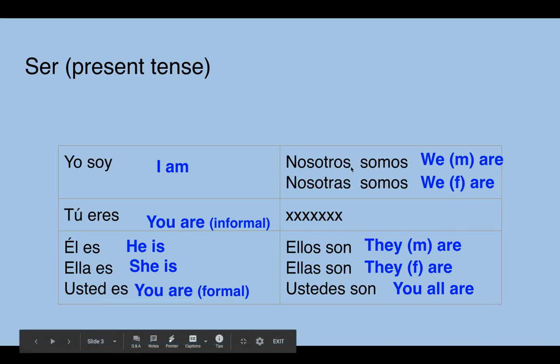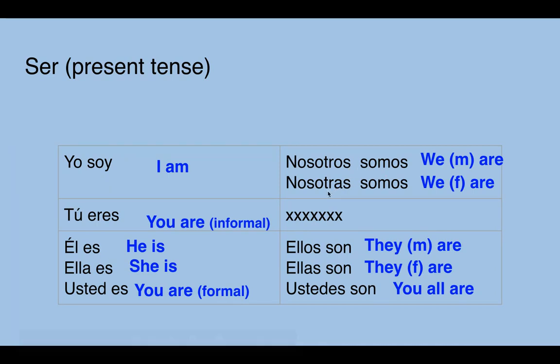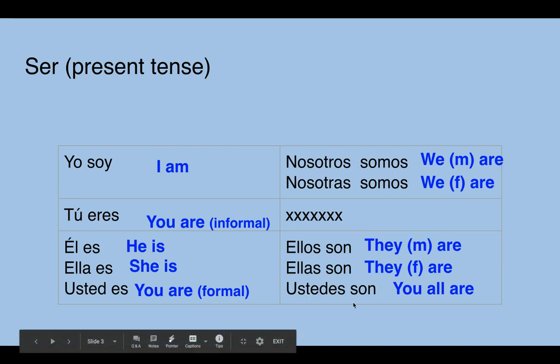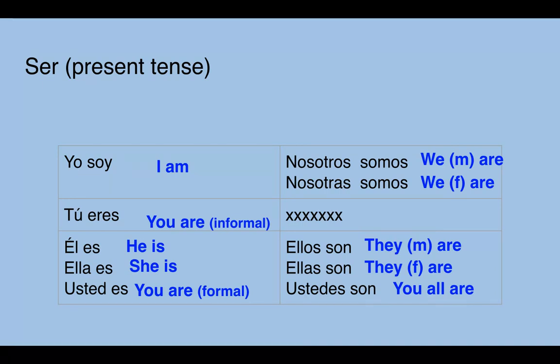Let's repeat the plural ones. Nosotros somos. Nosotras somos. Ellos son. Ellas son. Ustedes son. Soy, eres, es, somos, son. Repite, por favor. Soy, eres, es, somos, son.